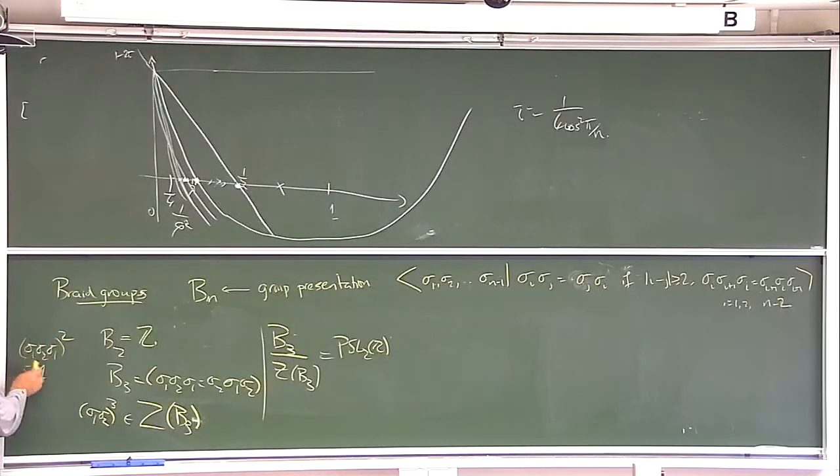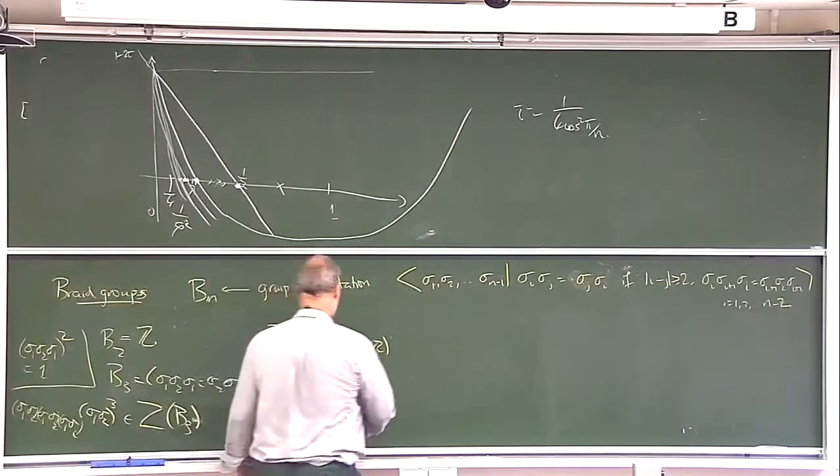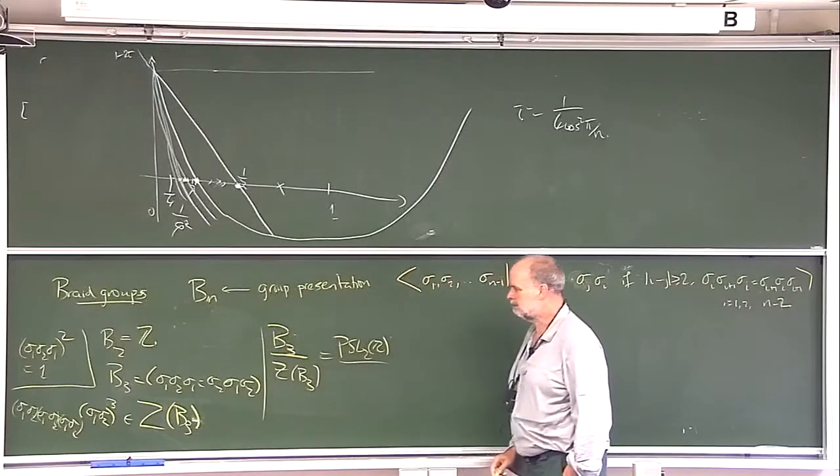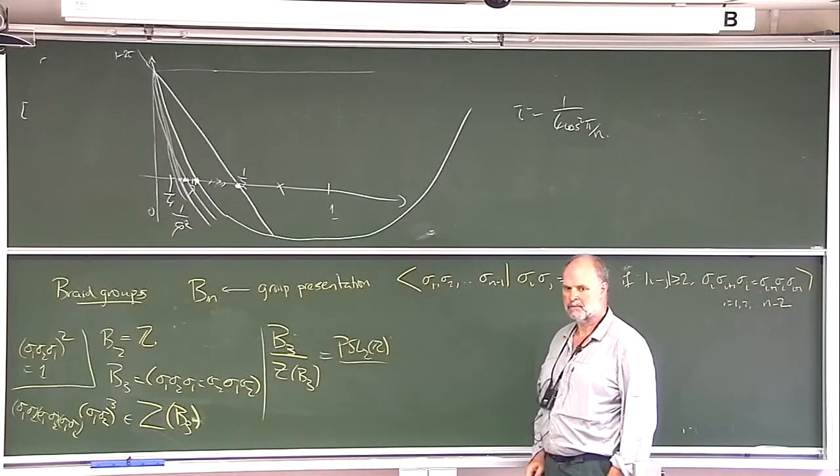Because, let's just do this. This is the only exercise I'll do. Sigma 1 sigma 2 sigma 1 is the same as sigma 2 sigma 1 sigma 2. So if you take it squared, you get sigma 2 sigma 1 sigma 1 sigma 2 sigma 1 sigma 2. And that's the same, re-bracketing it, as sigma 1 sigma 2 cubed. So you have something whose square is equal to 1, something whose cube is equal to 1, and just by exhibiting enough homomorphisms, you actually conclude that the braid group quotient is equal to that. Okay?